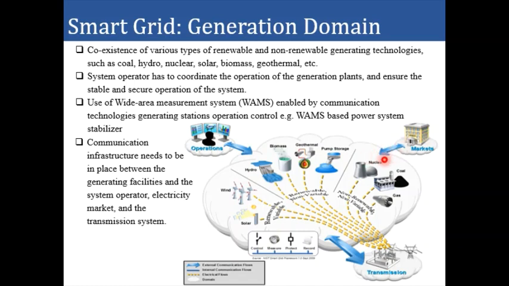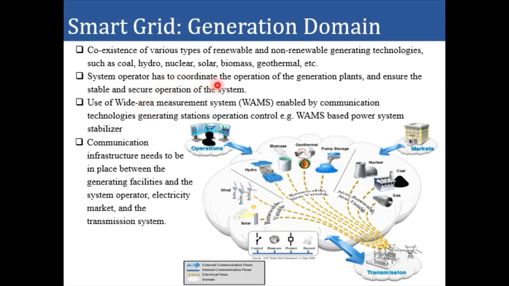So for continuous interaction with these domains, the important thing is the communication network. Since we have renewable as well as non-renewable generation coexisting in this domain, the scheduling of the generation will be a very important activity for maintaining the supply and demand equation.